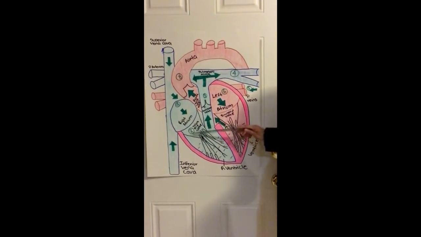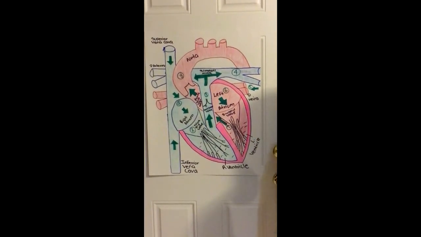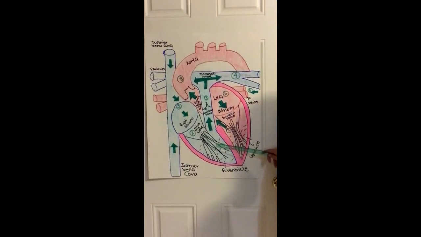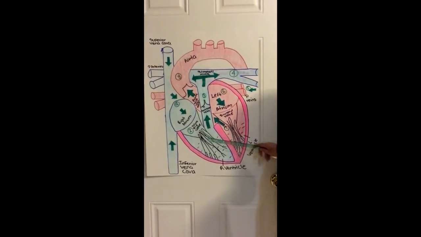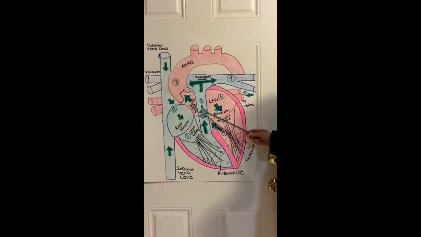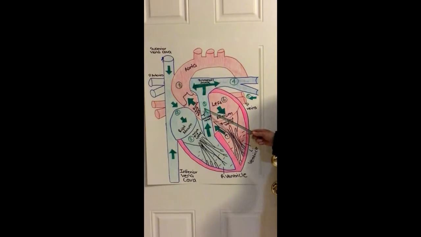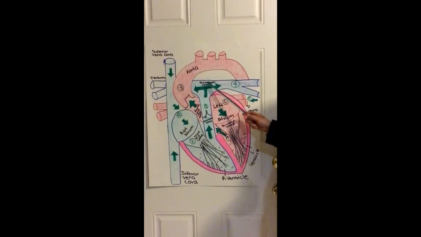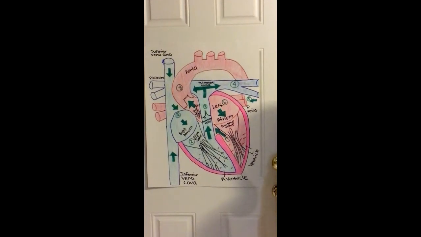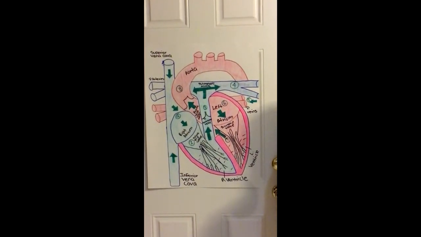Following right atrial contraction, the right ventricle begins to contract. This contraction pushes blood against the tricuspid valve, forcing it closed. After pressure within the right ventricle increases, the pulmonary semilunar valve is forced open, and blood flows into the pulmonary trunk. As the right ventricle relaxes, the backflow of blood forces the pulmonary semilunar valve to close.